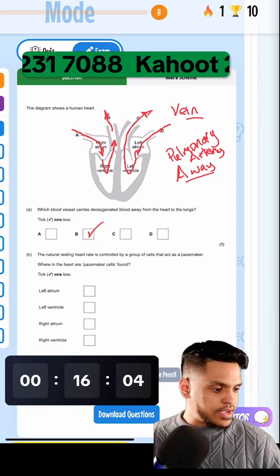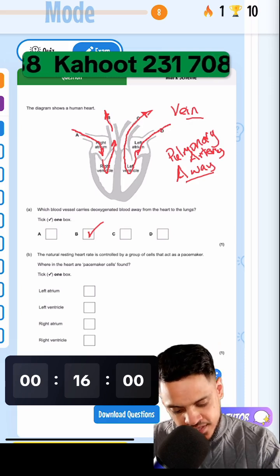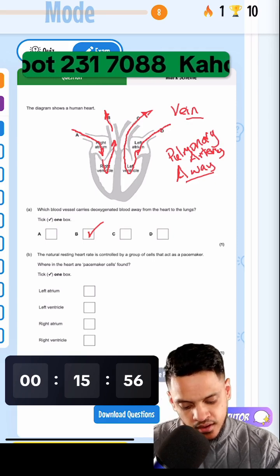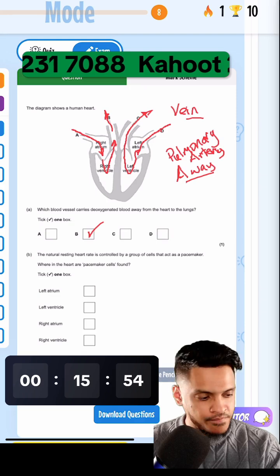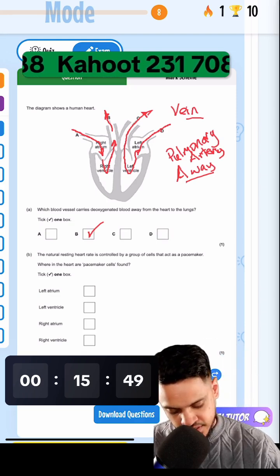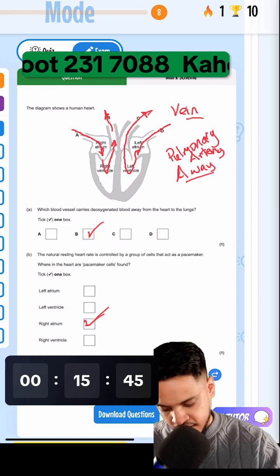Next answer is right atrium. Someone shouted that out. Let's see. Natural resting heart rate is controlled by a group of cells that act as a pacemaker. Where in the heart are pacemaker cells found? Right atrium is correct. That's correct. Well done. Okay, let's keep going.